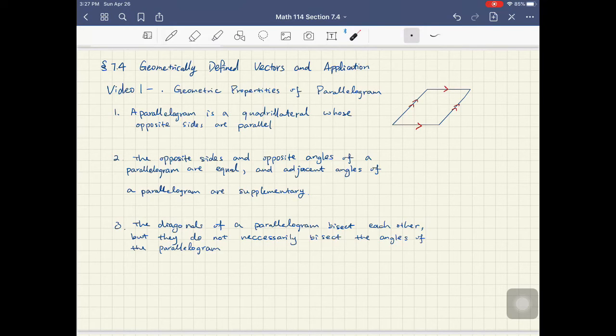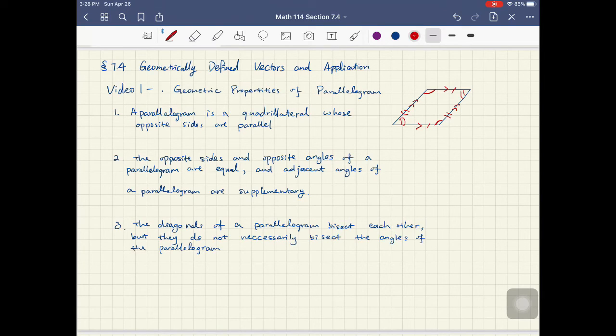Because they are parallel, we have the second property, which says that the opposite sides and the opposite angles of a parallelogram are equal. So those two sides have the same length, similar to the other two sides. Also, their opposite angles, this angle and this one, have the same measurement. And those two on the corner have the same measurement.